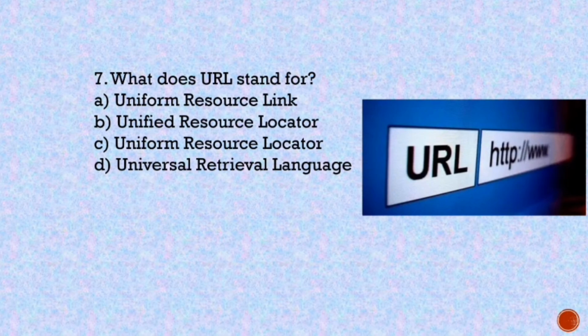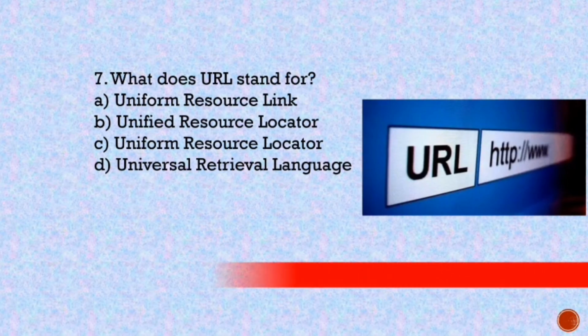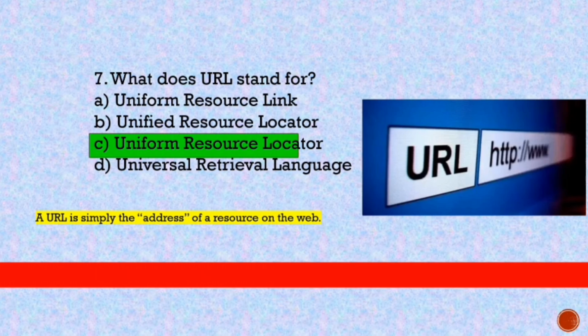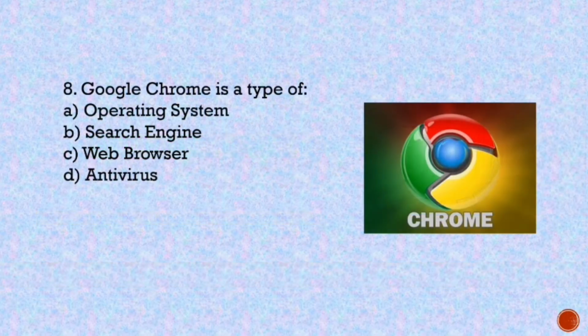Question number 7 is, what does URL stand for? This question is also very easy. So the right answer is Uniform Resource Locator. A URL is simply the address of a resource on the web. These are very common questions which come in any competitive exams in the computer part. So you must know all of these questions.